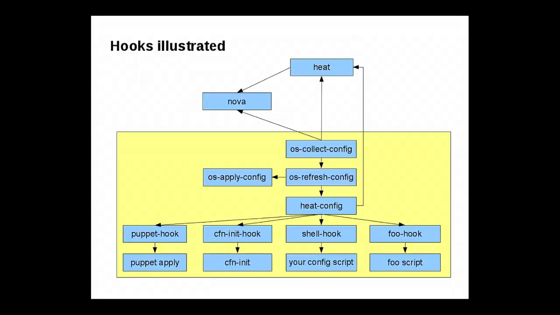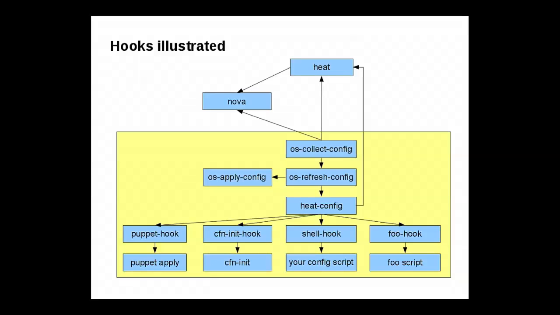Or the Heat API itself. It then pushes this data down to OS Refresh Config, which just runs a chosen selection of scripts in the specified order. And OS Apply Config is a templating tool which transforms configuration structure to configuration files written on disk. So going further down, OS Refresh Config will invoke Heat Config. And Heat Config is a script which has the job of going through the deployments data that it has and invoking the appropriate hook to perform that actual configuration. And the results get signaled back to Heat.